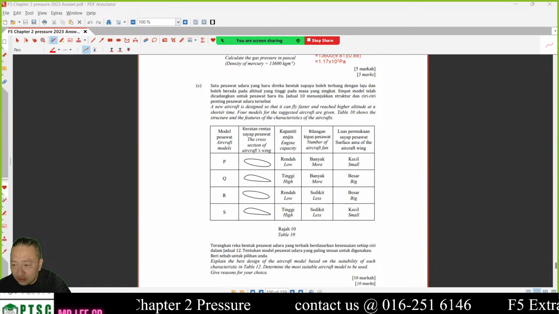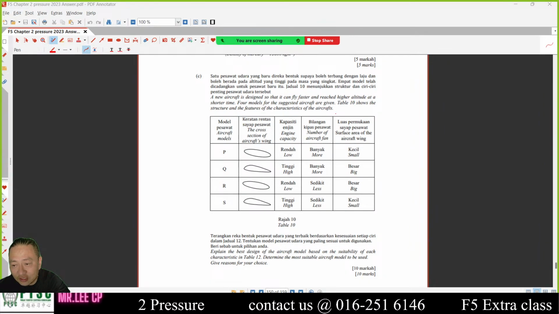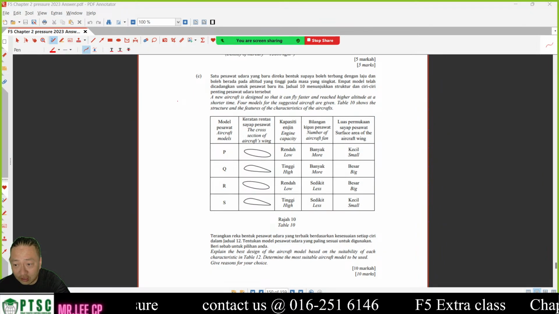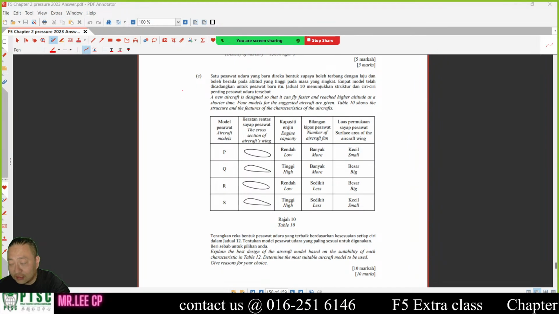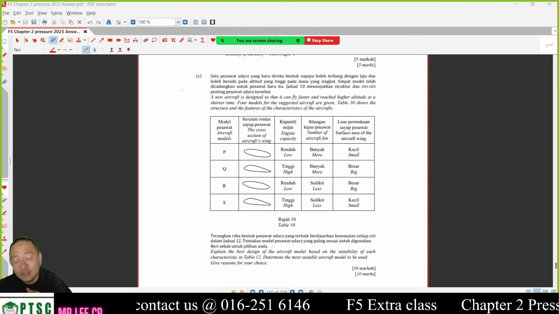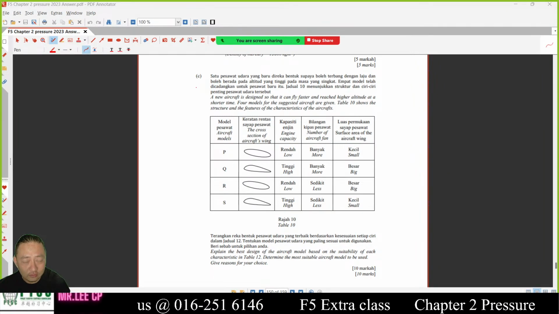A new aircraft is designed. Oh, okay. This one I actually asked you to do before, right? So I will go through it very fast. Later, if we have time, then we try to do some revision for electricity.